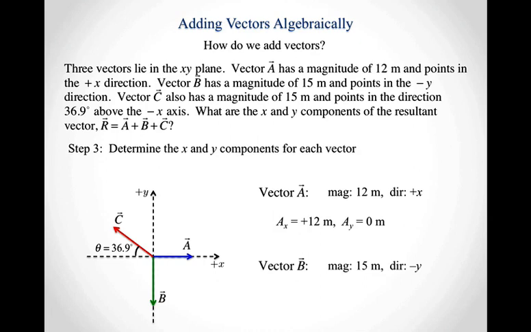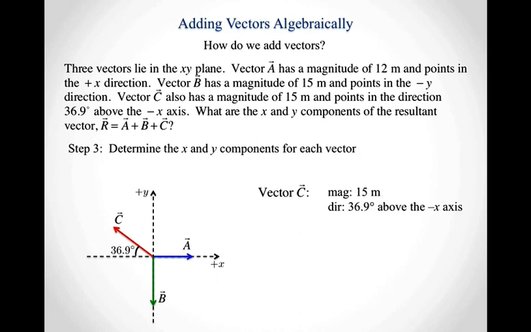For vector B, it has a magnitude of 15 meters, and its direction is in the negative y. So again, because I know it lies along the y-axis, this means I know that the x component of vector B has to be 0. The y component is the entire length of vector B, so the full 15 meters of magnitude, and it points in the negative direction, so it must have a negative component.